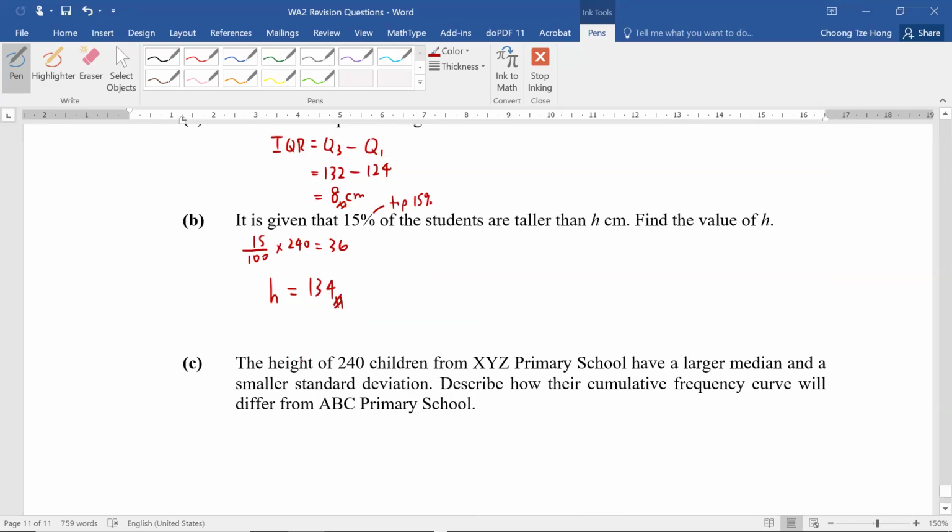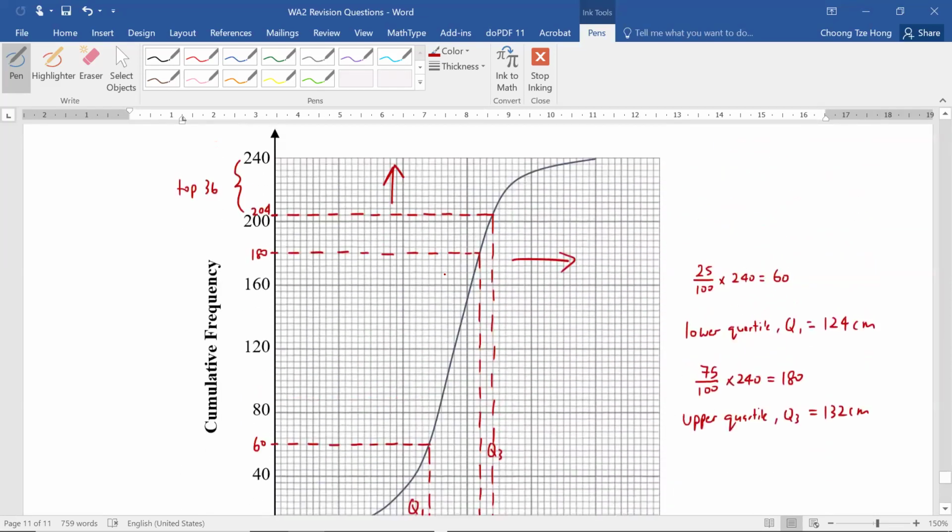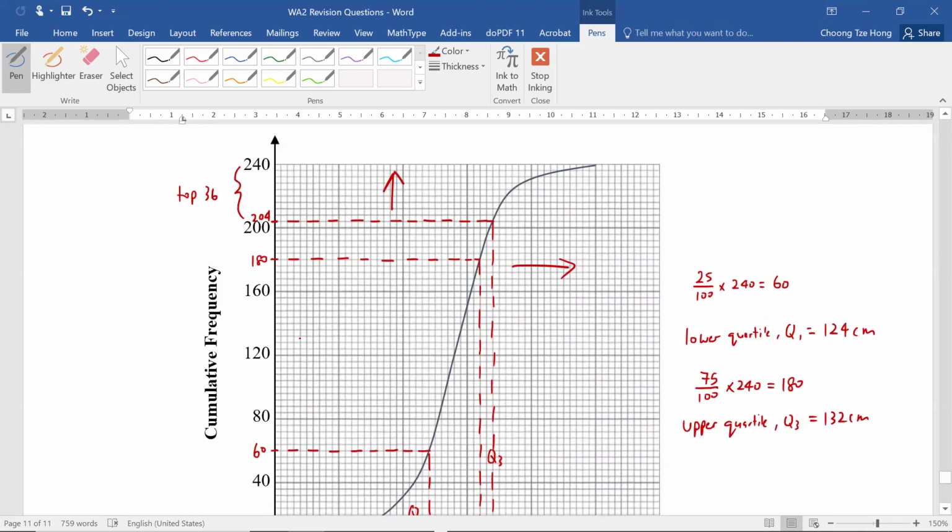Let's look at the last part of the question, which is the main part of the question that I want to discuss. The height of 240 children from LC primary school have a larger median. So there's another school. They also measured the heights of 240 children and then plotted the information in the cumulative frequency graph. It has a larger median and a smaller standard deviation. So these are the two key things: larger median and smaller standard deviation. If you look at this graph, there's 240 students. So the median height can be found by looking at student number 120, which is over here.